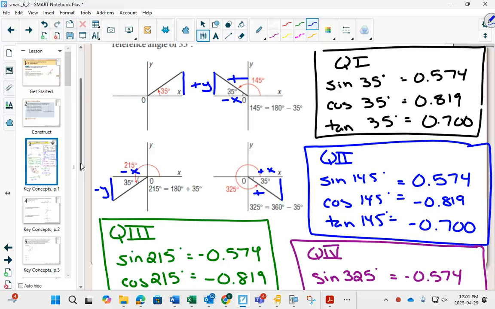So mathematicians have used this idea to extend sine, cosine, and tangent beyond 90 degrees. But it's still using SOHCAHTOA in a way, because it's still using the same triangle. Now we're just basing things on reference angles, and we're adding positives and negatives.